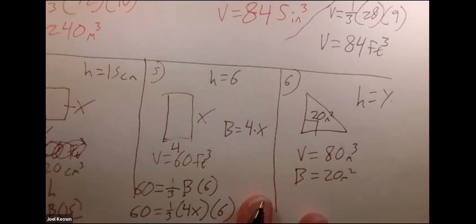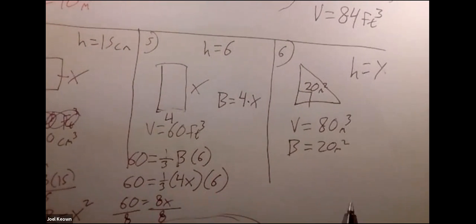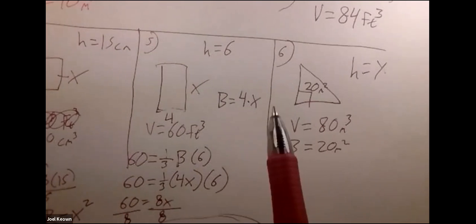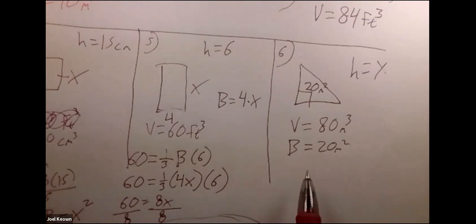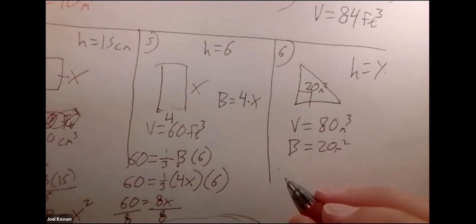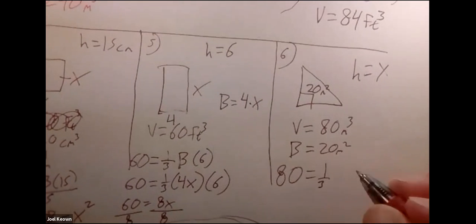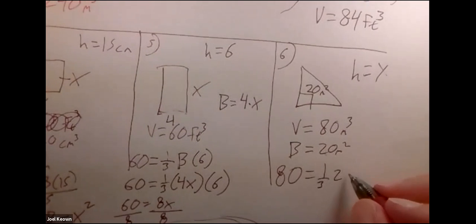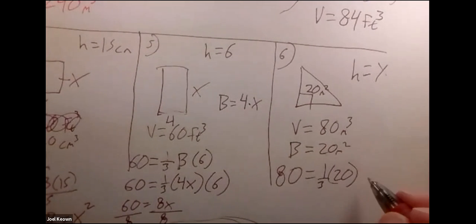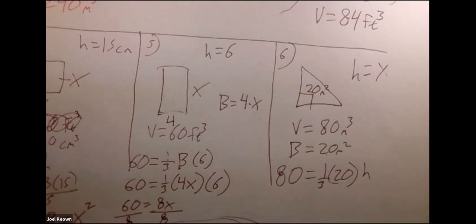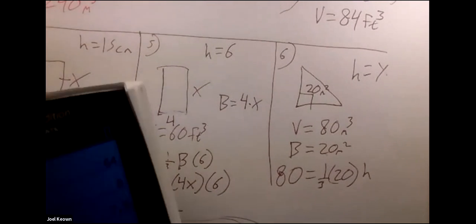Move on to number 6. This time, they give me the whole area of the base, okay? So when I do my volume, I'll say my volume is 80 equals 1/3. I don't have to put B there. I know it's just 20. The only thing I don't know is the height, and I want to find the height.